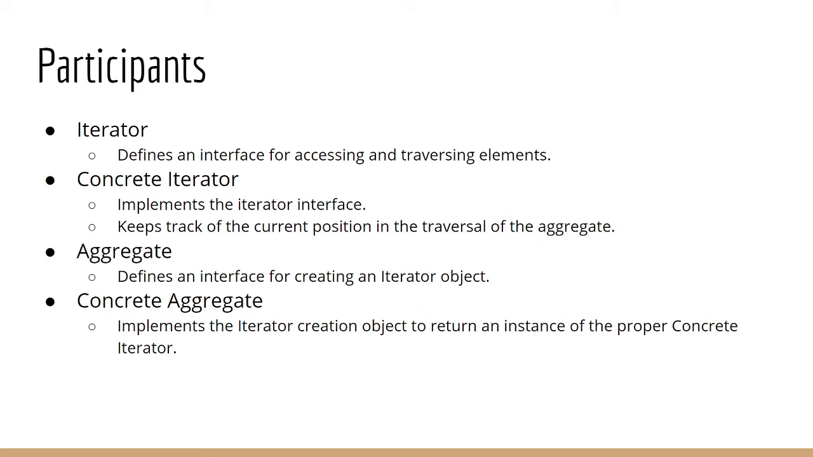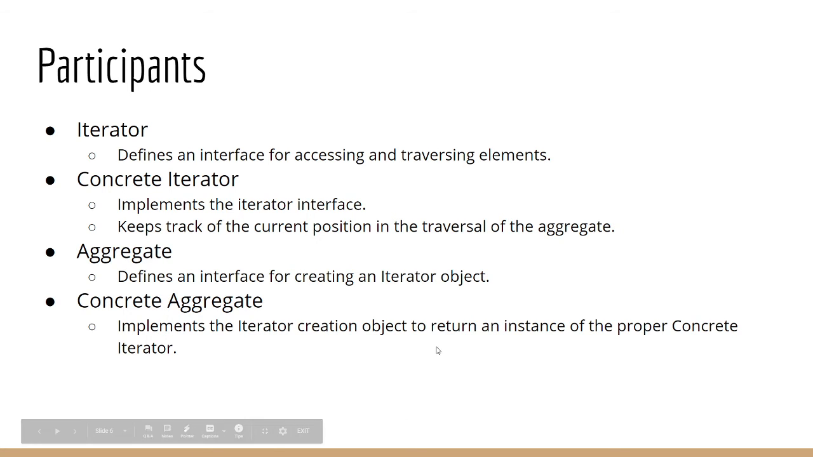So these here are the participants in the iterator design pattern. First, you have the iterator, which defines an interface for accessing and traversing the elements. You have the concrete iterator, which implements the iterator interface. It also keeps track of the current position in the traversal of the aggregate. The aggregate defines an interface for creating an iterator object. The concrete aggregate implements the iterator creation object to return an instance of the proper concrete iterator.